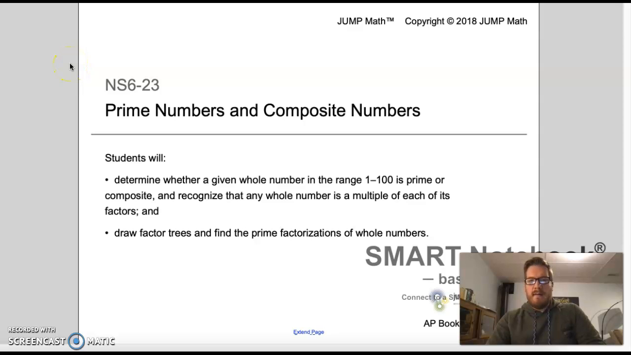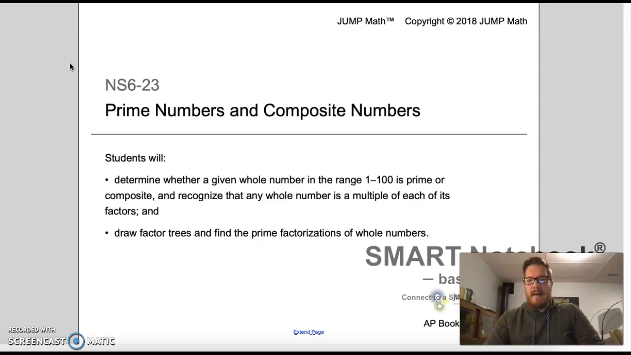We're going to focus on something called prime numbers and composite numbers. Actually, this video is going to be split into two parts, one for today and probably one for tomorrow. We're going to first focus on prime numbers and composite numbers in the first part of this video, and then part 2 is going to focus more on something called prime factorization, and we'll get to that in a little bit. Here's where we're going to start.